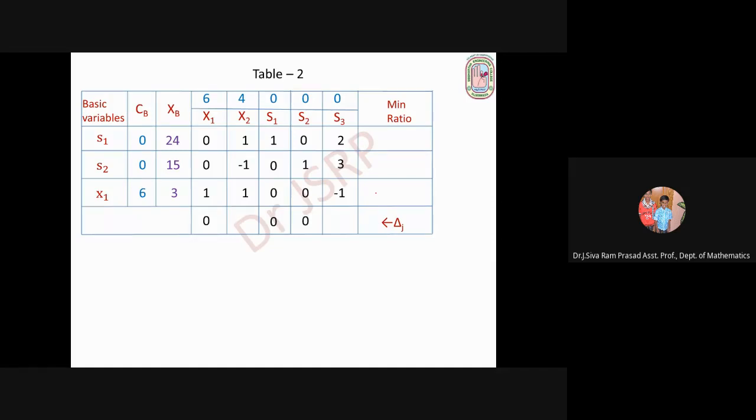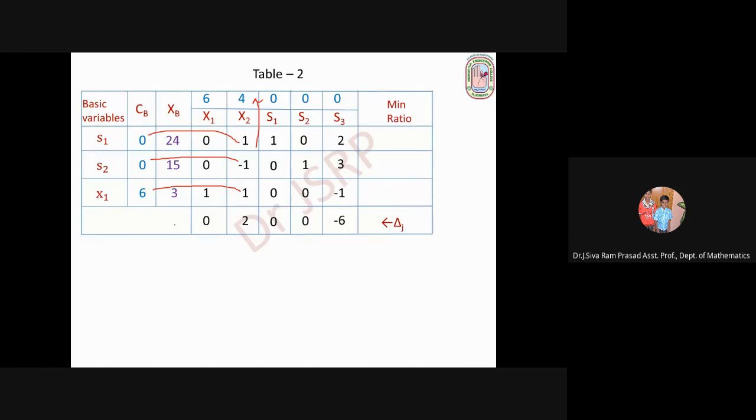So this is the table. Next, find the scalars here, the delta j values. First, delta 2. Delta 2 is CB times x2, that is 0 into 1 plus 0 into minus 1 plus 6 into 1, 6 minus 4, that is 2. And for S3, 0 into 2 plus 0 into 3, 6 into minus 1, minus 6, minus 0. So minus 6.